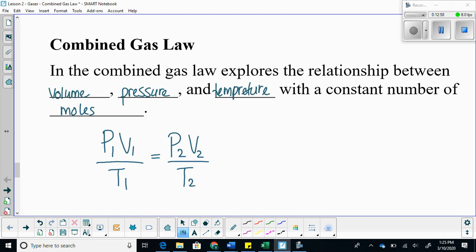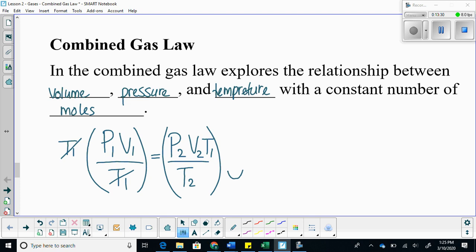So this is one way to write the combined gas law. There is another way to write it as well. You can get rid of the denominator. Denominators sometimes confuse us. So let's remove the denominator: I multiply both sides by T1. T1 cancels out here. That gives me P1 V1 is equal to P2 V2 T1 over T2.